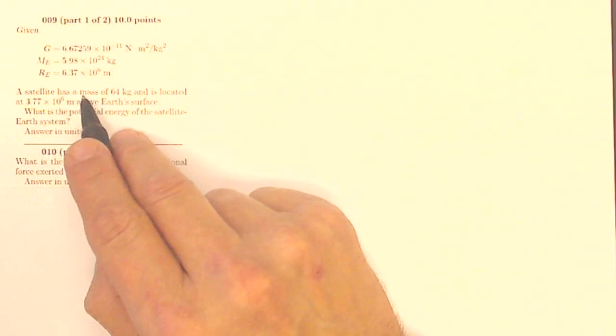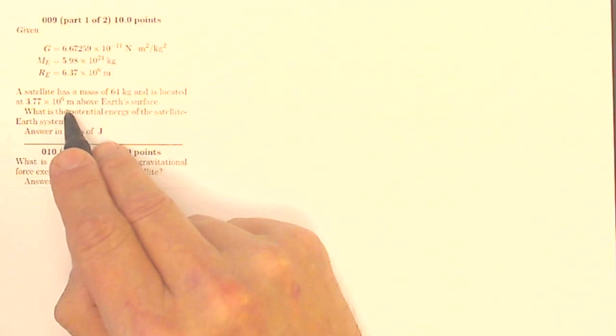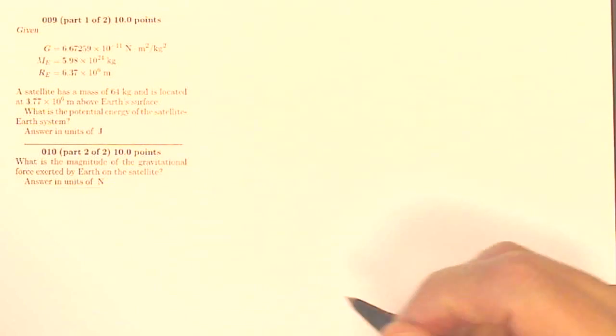Question 9 says, a satellite has a mass of 64 kilograms and is located at 3.77 times 10 to the 6th meters above Earth's surface. What is the potential energy of the satellite Earth system?